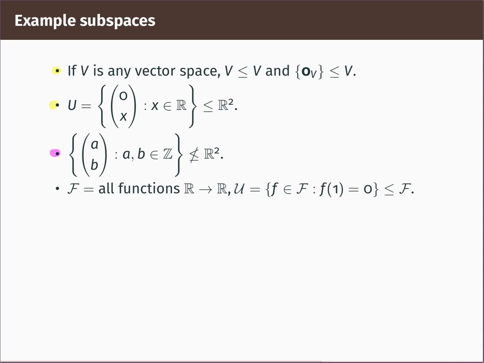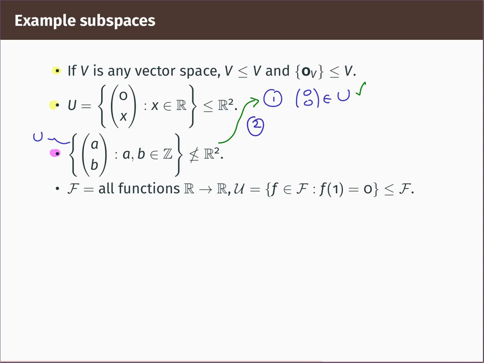So let's think why not. If it's going to be a subspace, it must satisfy all three of those properties. Let's check them one by one. So property 1, does it contain the zero vector? Well, it does contain the zero vector. So I should give this thing a name. Let's call this thing U again. Okay, it contains the zero vector.